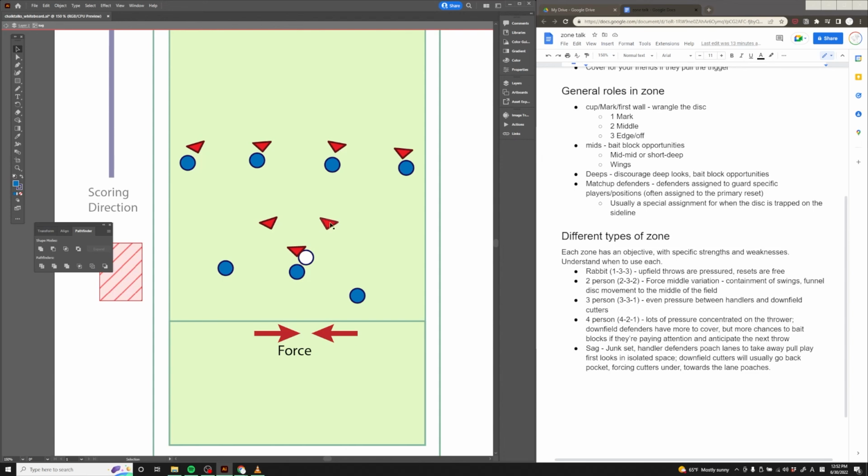And from there, after those 10 throws, we'll go into playing normal tight person defense. And we will call out a force on the line so that we are out of that force middle. And after 10 throws, it'll just be a force in one direction.